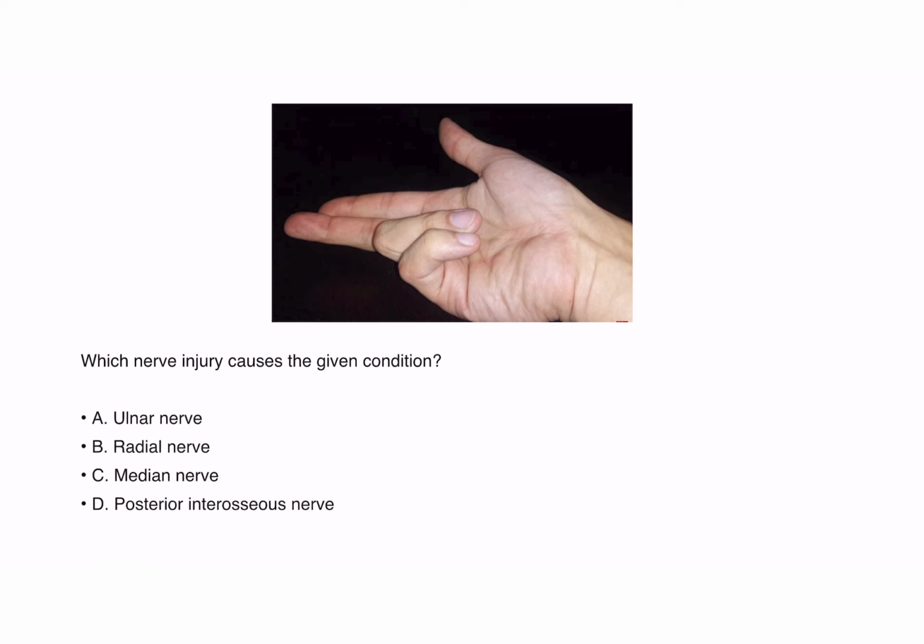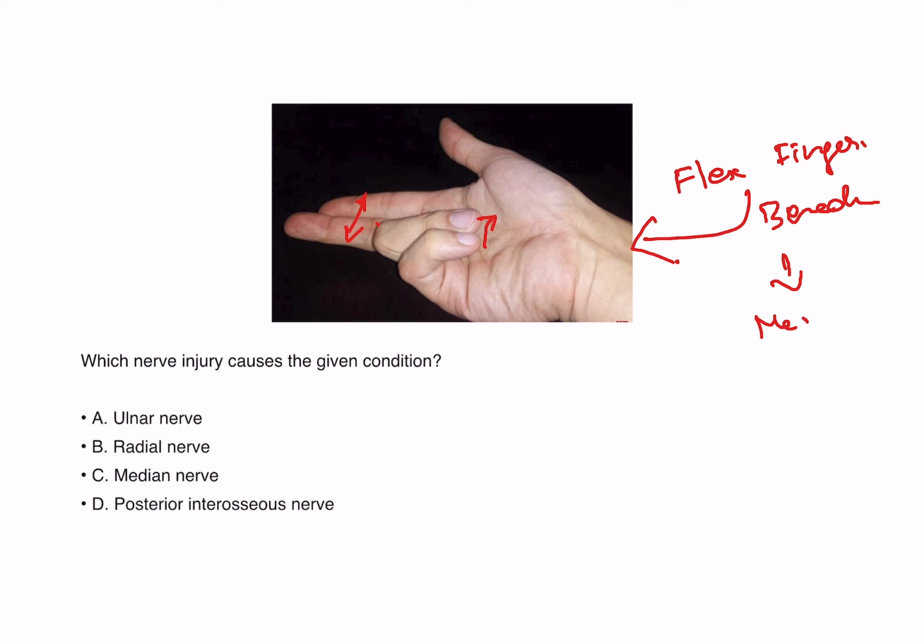What nerve injury causes the given condition? Yes, this is a very tricky question. This is not a video. This is just a picture. If the test says that I ask the person to flex the fingers and then the patient showed this sign, which means the little and the ring fingers are flexing, but these two fingers are not flexing. So this sign is a benediction sign, and that answer is median nerve.